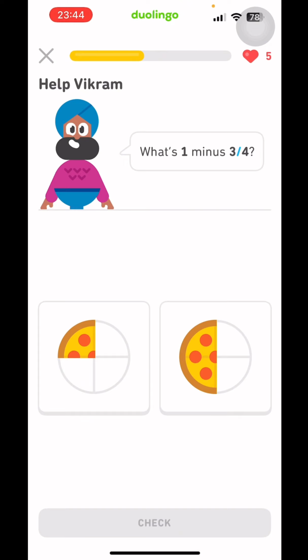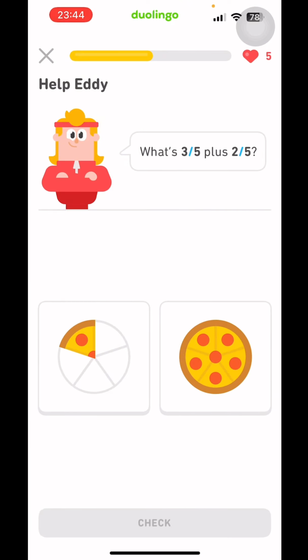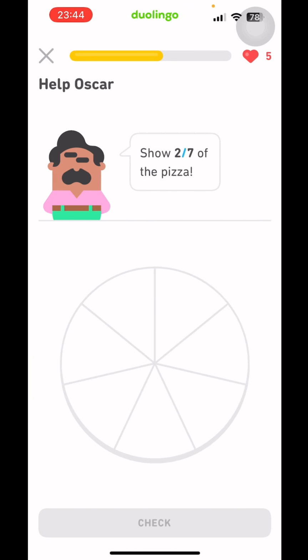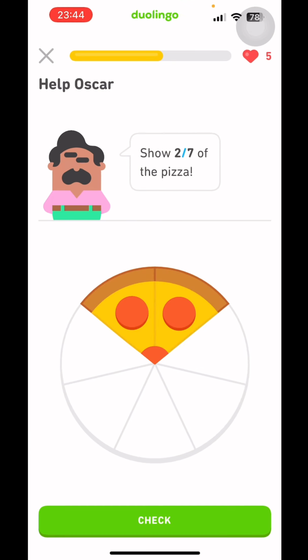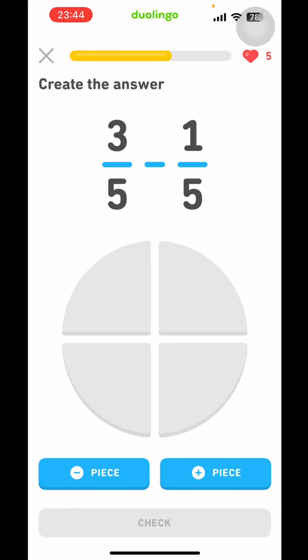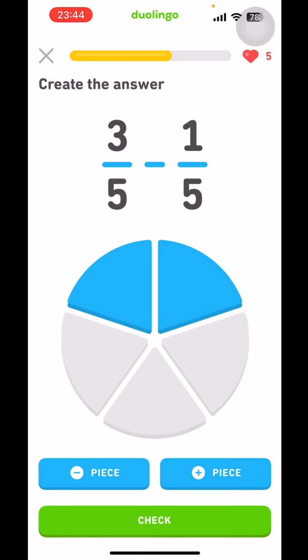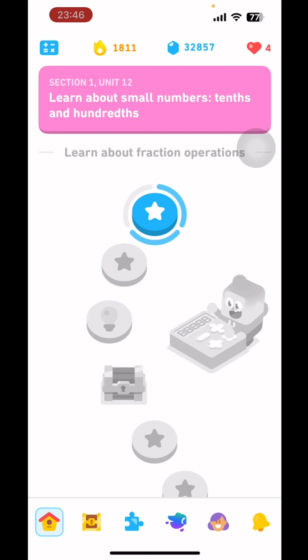What's 1 minus 3/4? 1/4. What's 3/5 plus 2/5? 1 whole. Show 2/7 of the pizza. 2/5. 1, 2, 3. Again, 4, 5. Okay. 6 minus 4 is 2. 2 minus 1 is 1.